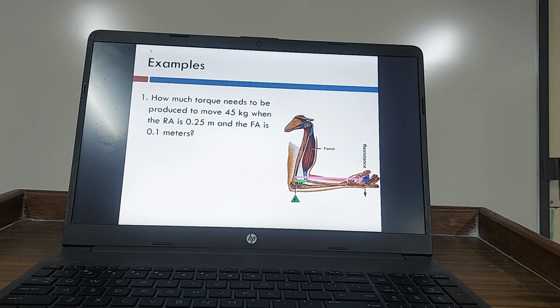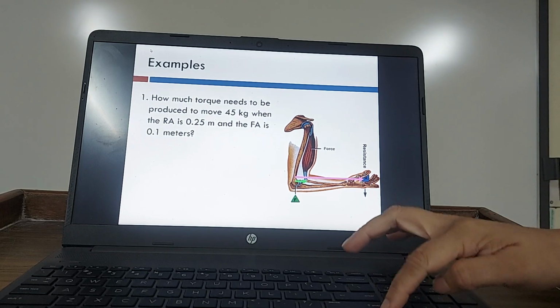Yes, 112.5 Newton force or torque is required to lift 45 kg weight. Now see, try to understand this. मैं आपको ये एग्जाम्पल के साथ कुछ अंडरस्टैंड करवाना चाह रही हूँ.